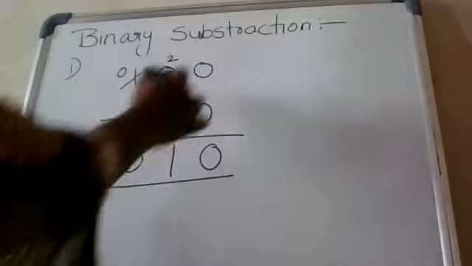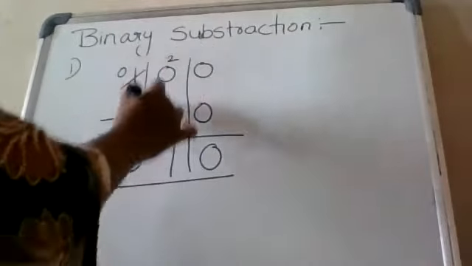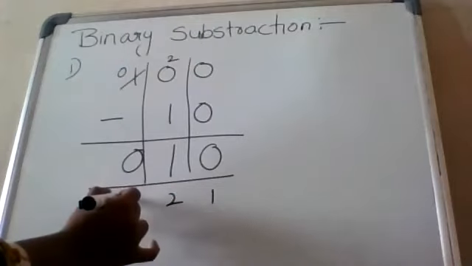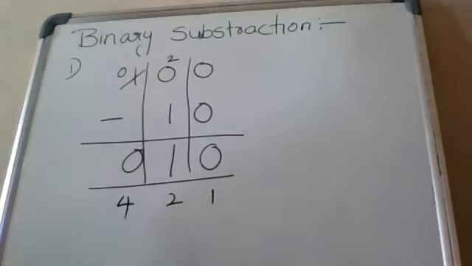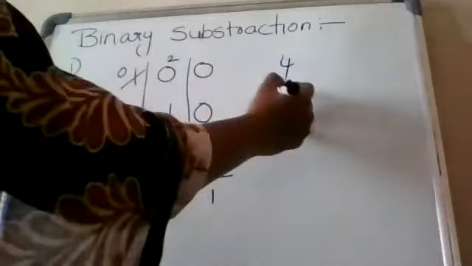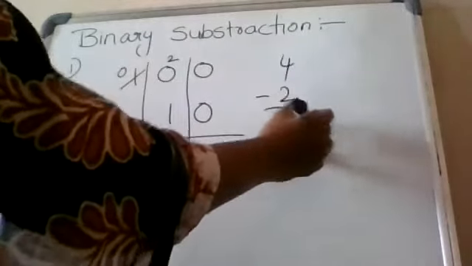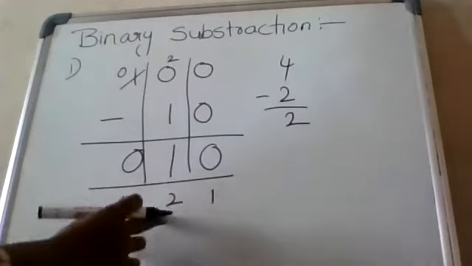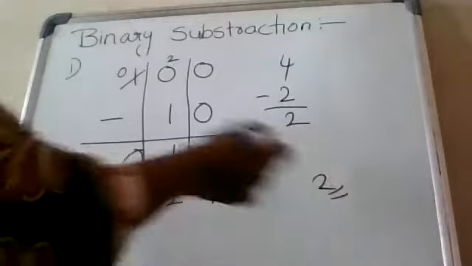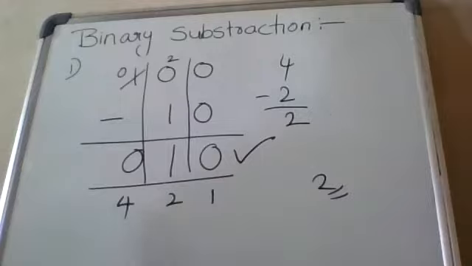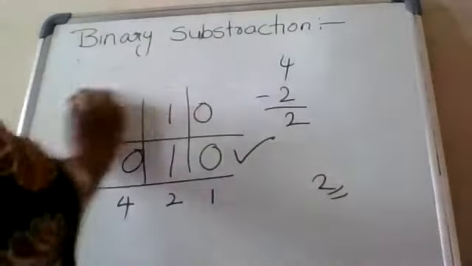Again check whether this answer is correct or not. 1, 2, 4. For this 4, for this 2. 4 minus 2, 2. Here for this one we have 2. Answer is correct. Another example.